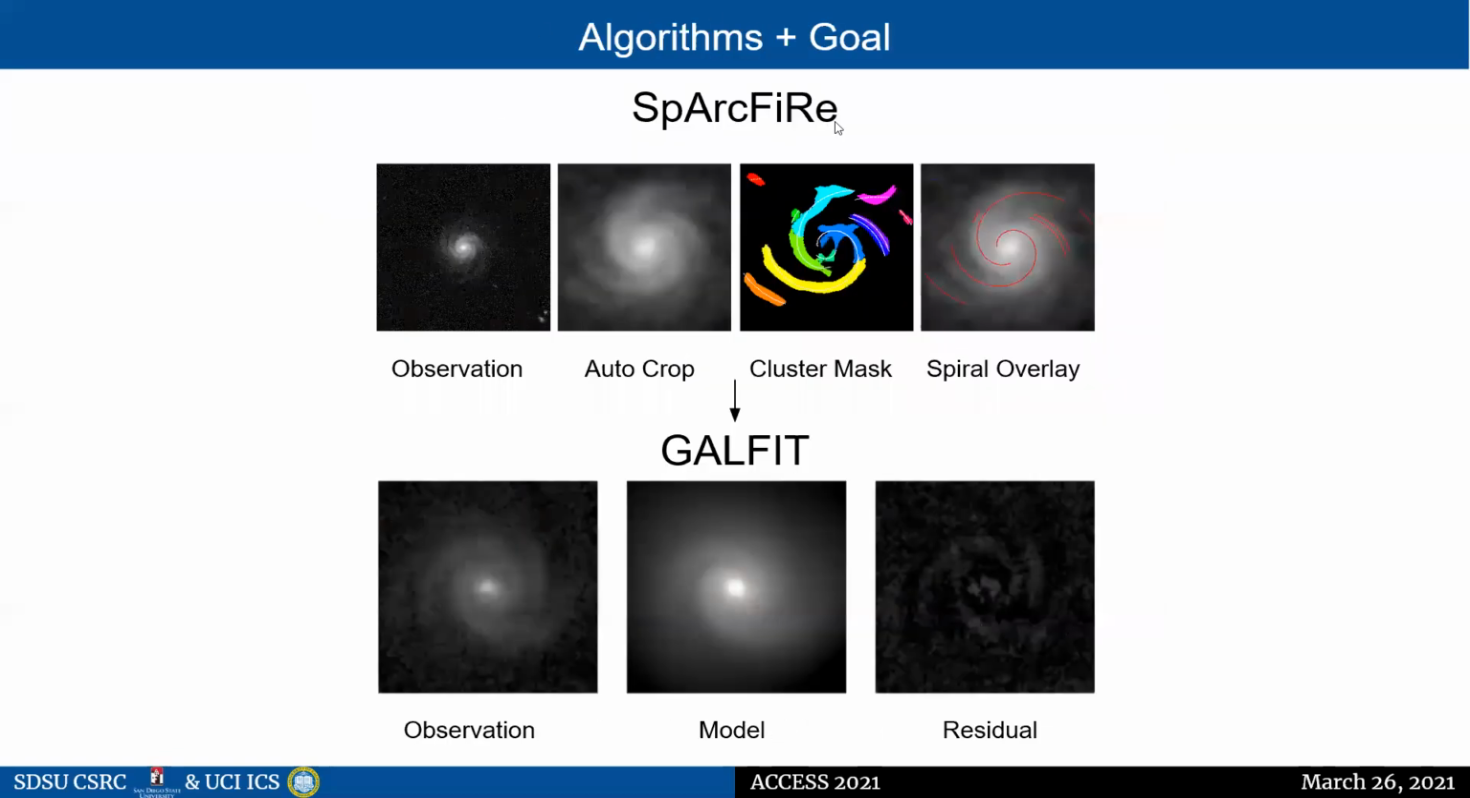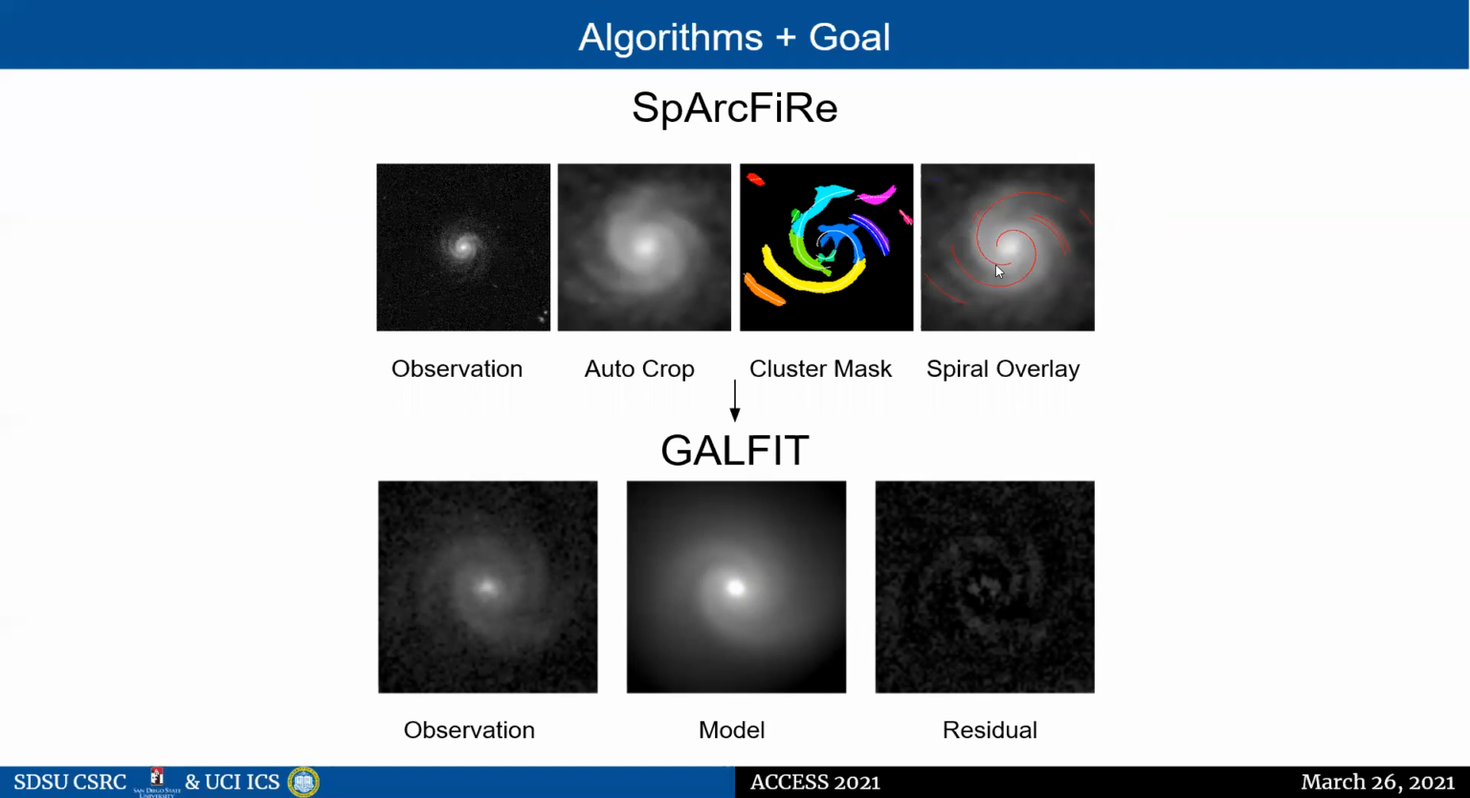SparkFire, or Spiral Arc Finder and Reporter, developed by Darren Davis, is a computer vision algorithm which takes images of spiral galaxies and automatically extracts image-level information about their structure. More or less, SparkFire has the observation, does an automatic crop and contrast enhances, determines the clustering of the pixels along the arcs, and then finally overlays a logarithmic spiral arc on top of the image. In doing so, it extracts image-level information, including such parameters as pitch angle, which we'll discuss later, and the size of various features in this image.